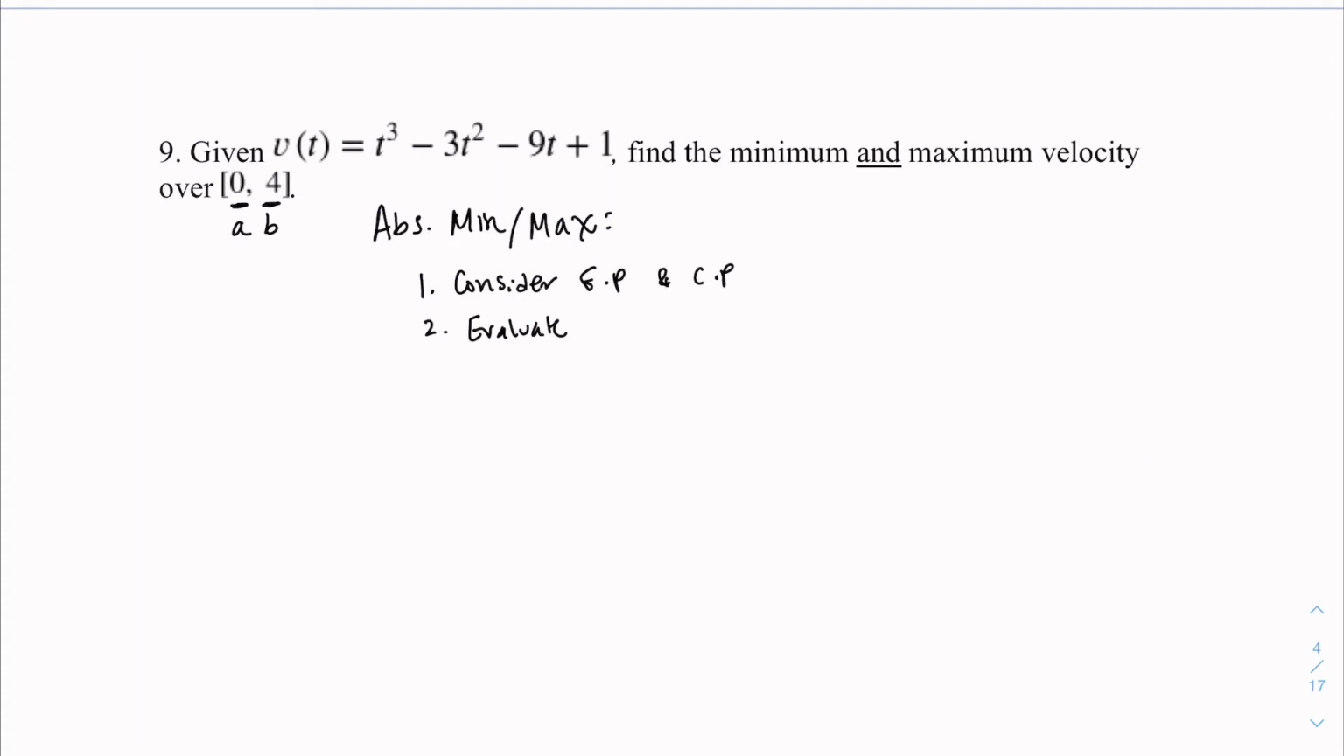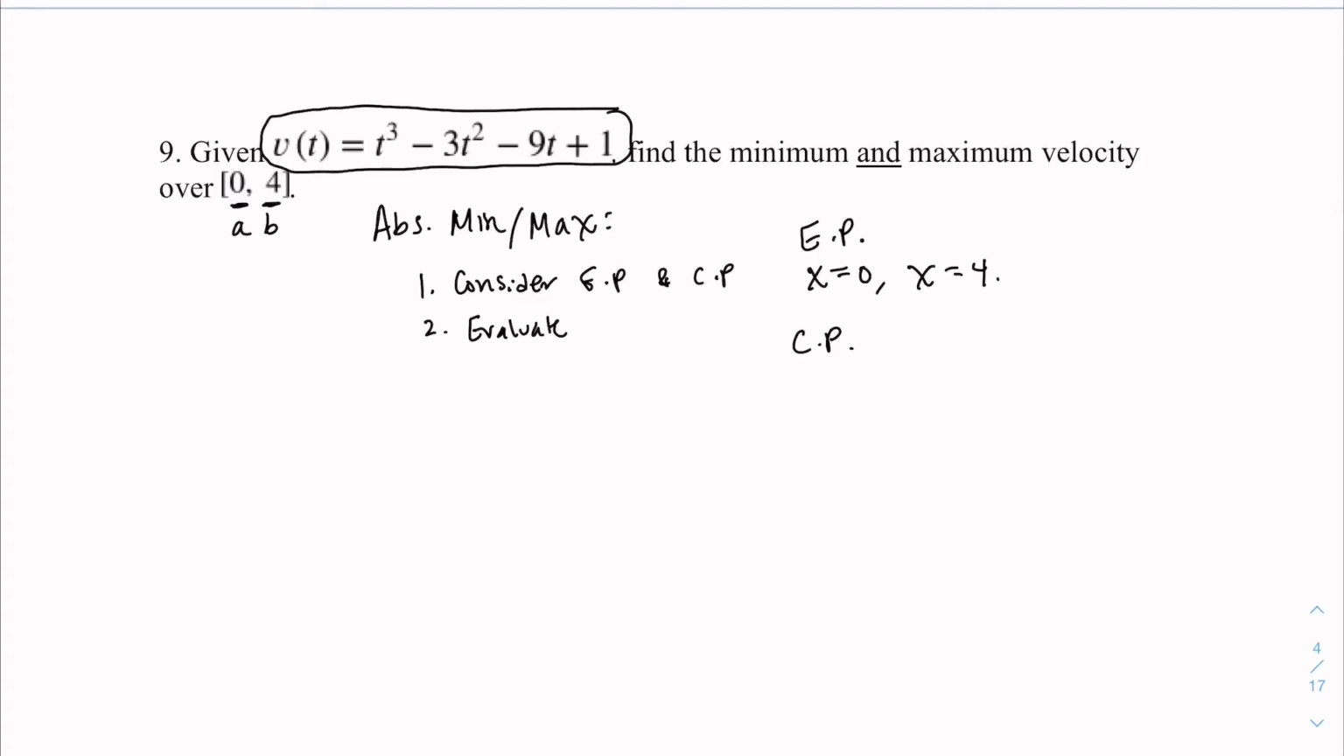Okay. So the endpoints in this case are 0 and x equals 4. And our critical points will occur where the derivative is equal to 0. So since we want the max and min velocity, we have to take the velocity's derivative, which, as you remember, is acceleration, and set that equal to 0. 3t squared minus 6t minus 9, and I'm setting that equal to 0, or seeing where it doesn't exist. Since we have a polynomial, there is no place where the derivative won't exist.